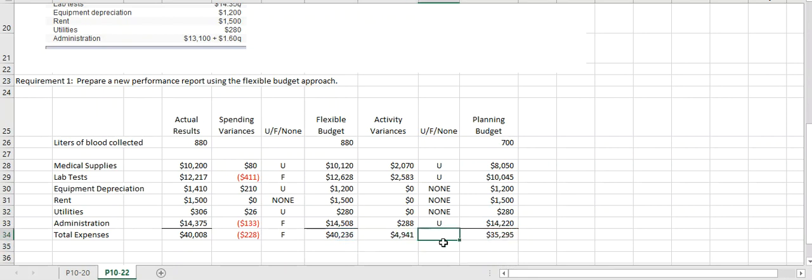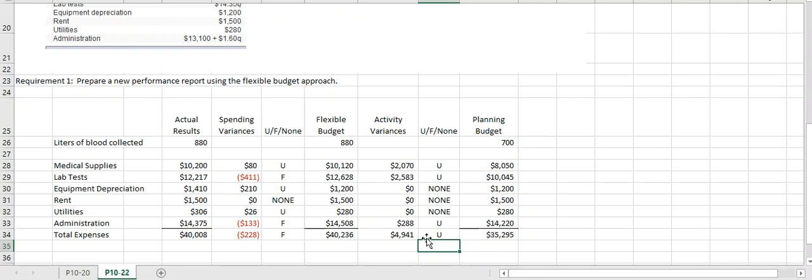So our flexible budget expenses were over $40,000, and our planning budget was just over $35,000. So all of our expenses in aggregate were more, which again makes sense because we did more work. So that is an unfavorable variance. All right, so that is our chart.